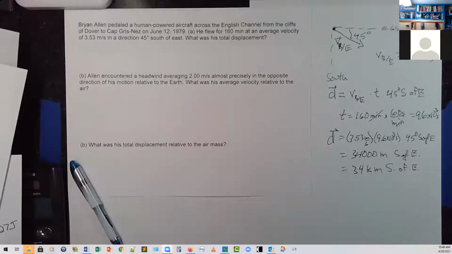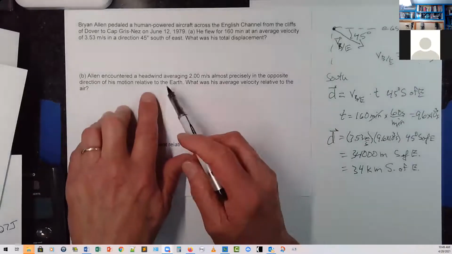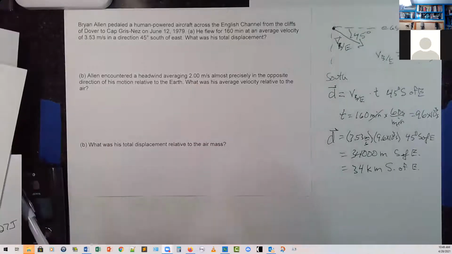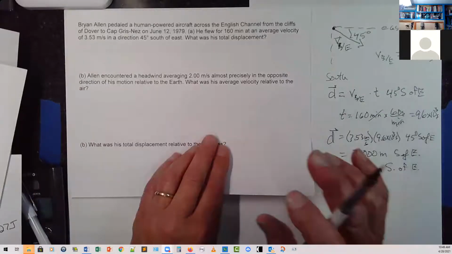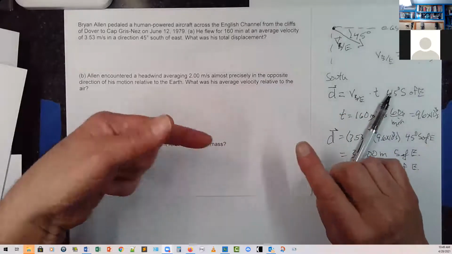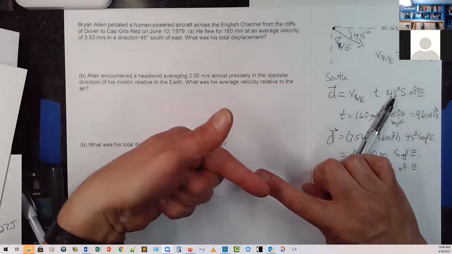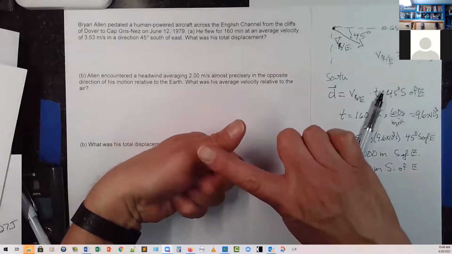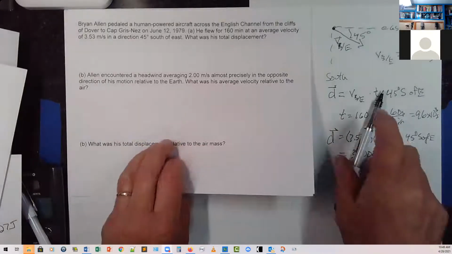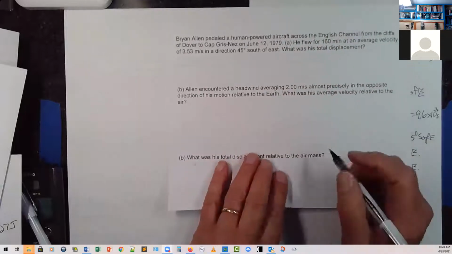Now, it says he encountered a headwind averaging 2 meters per second, almost precisely in the opposite direction of his motion relative to east. So he was overcoming a 2 meter per second headwind. Now, I can treat this part kind of one-dimensionally because he's going this way, the wind is going that way. He'd have to be going that direction relative to the air. Well, the air is going that direction relative to the ground. And so I can treat this as a kind of one-dimensional problem.